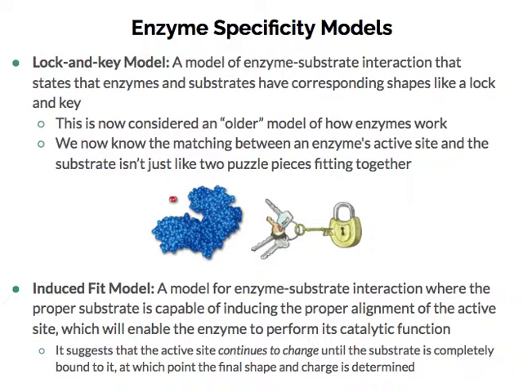So how do substrates bind to enzymes? We have a couple models that answer that question. The first one is called the lock and key model, and that's a model of enzyme-substrate interaction that states enzymes and substrates have corresponding shapes, kind of like a lock and key, as visualized in this picture here. This is now considered an older model of how enzymes work, and we now know that the matching between an enzyme's active site and the substrate isn't exactly like two puzzle pieces fitting together.